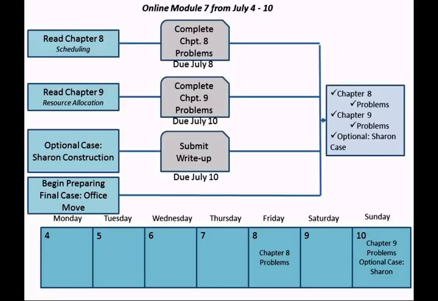Busier looking calendar this week because we've got 2 chapters. There's problems related to Chapter 8 and Chapter 9, which you'll complete and turn in separately. The third of our 4 optional cases is available this week. Remember that you need to do 2 of those 4, so if you haven't done one yet, you're going to have to do the Sharon case.